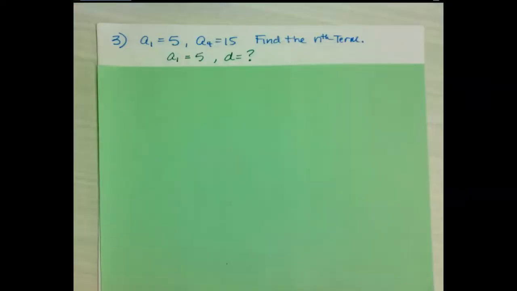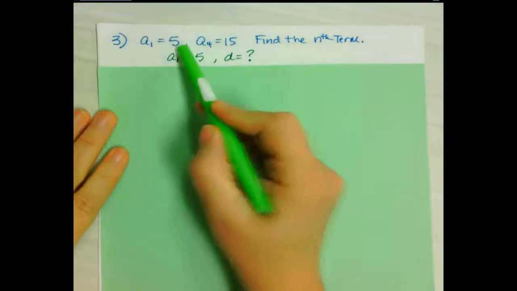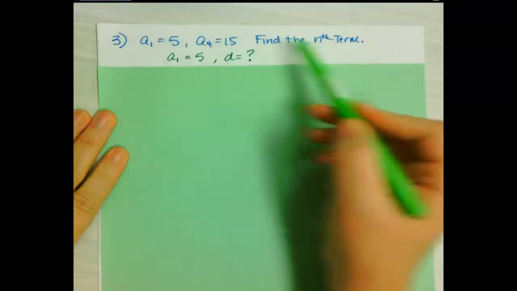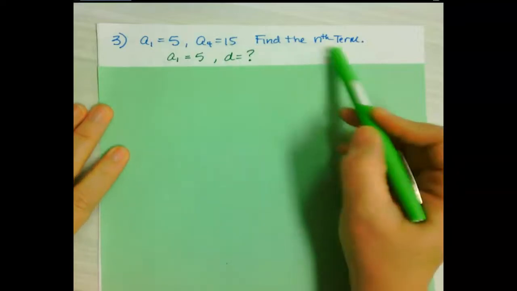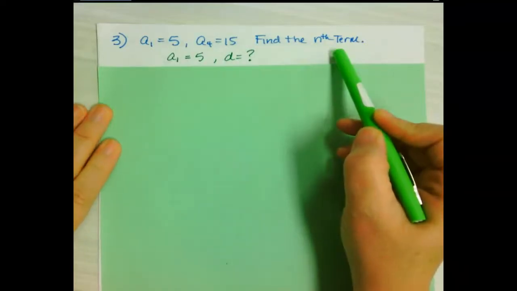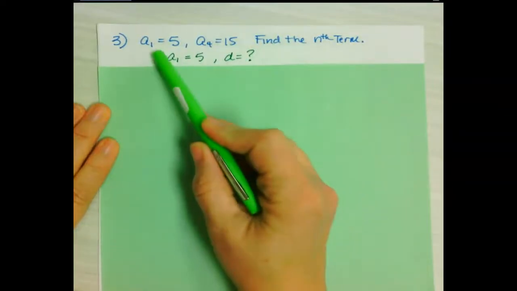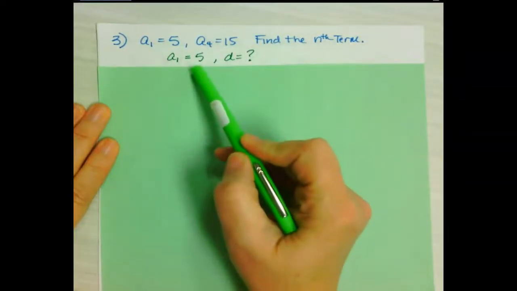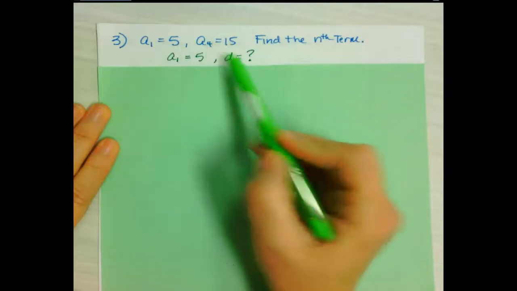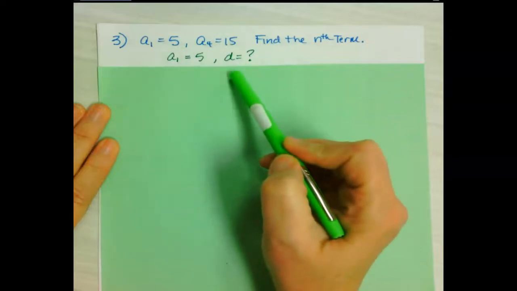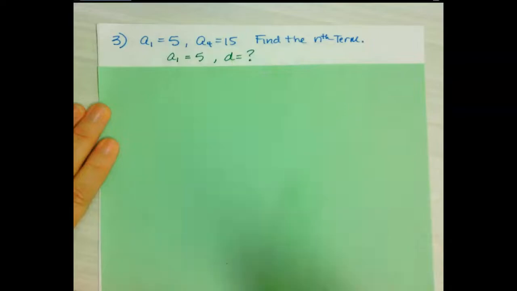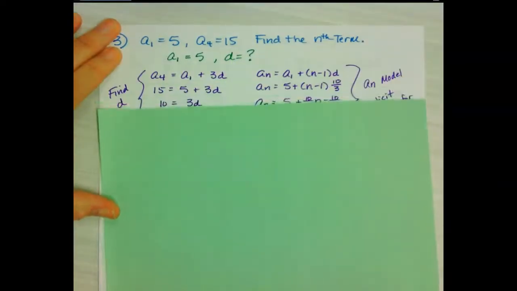All right, number 3. So I'm given a sub 1 is 5. I'm given a sub 4 is 15. I want to find the nth term. So remember when we see find the nth term, that means we're writing a model. So that's always where I want to start so I know where I'm going. And then I look at what I have and I decide what's missing because that helps me clue in as to what I need to find to be able to finish the problem. So I know I have a sub 1, so that's covered. That's just 5. What I don't see in my given information is what d is. So that's what I need to calculate. I need to figure out what d is. And again, I'm going to use my models to do that.